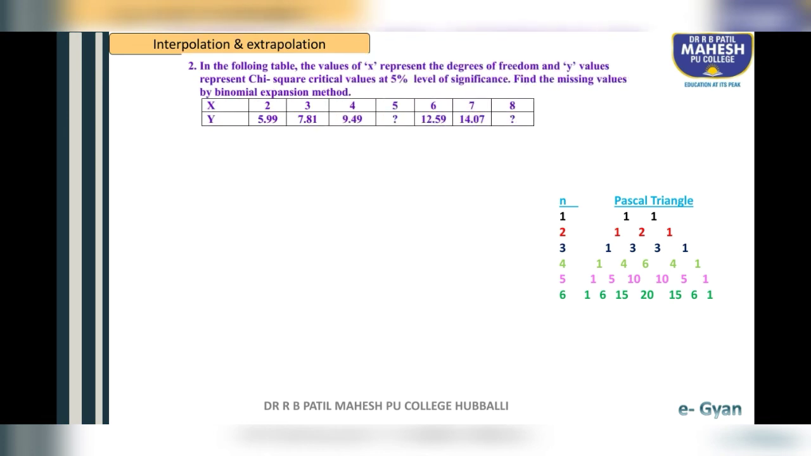Okay students, let us solve one more example on this. We'll just read out the question. In the following table, the values of x represent the degrees of freedom and y values represent the chi-square critical value at 5% level of significance. Find the missing values by the binomial expansion method. The x value is given and the y value is given. Here you have to find the missing values of y3 and y6.